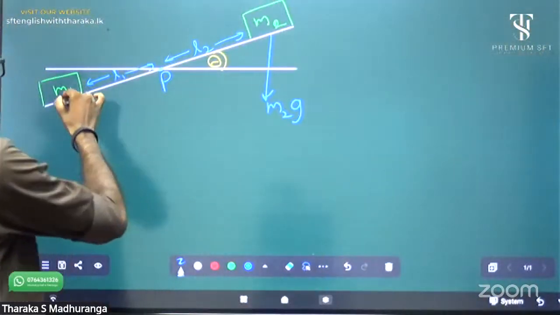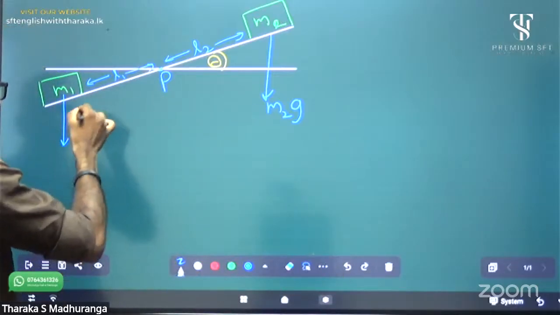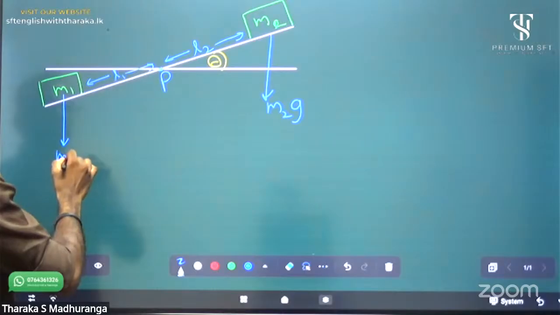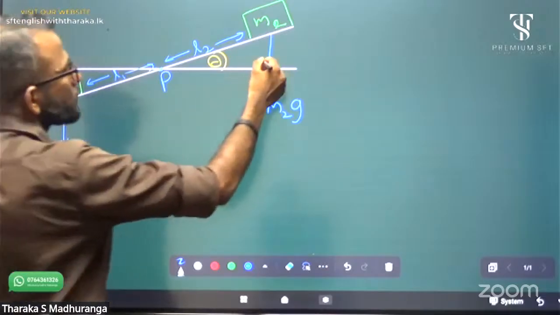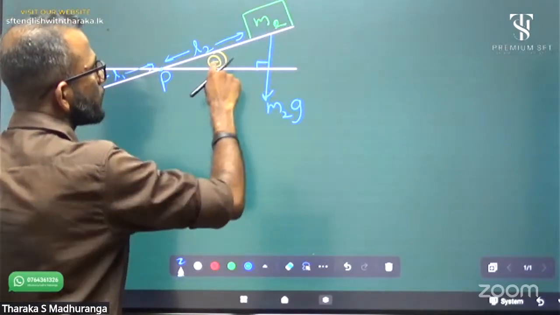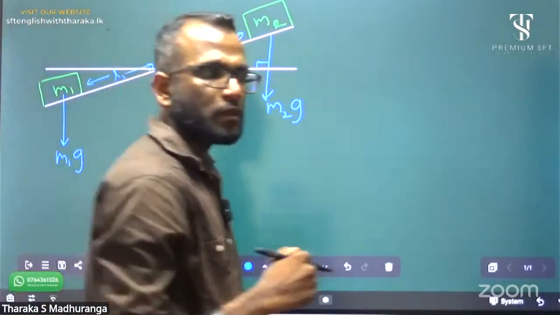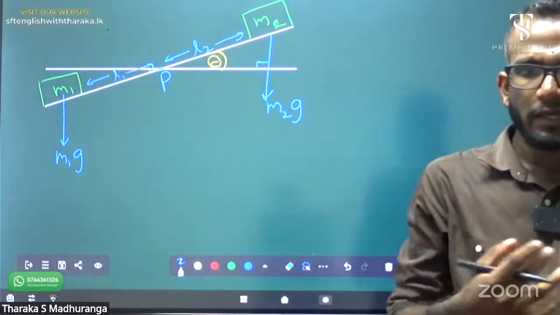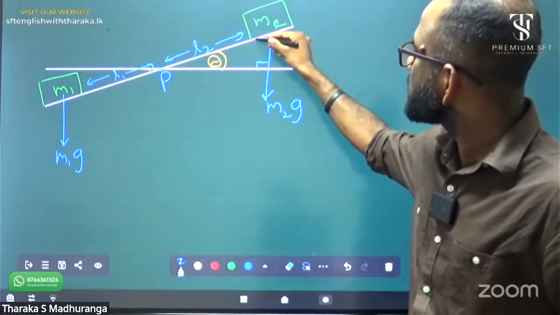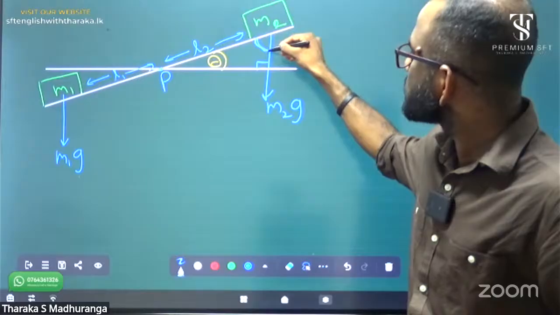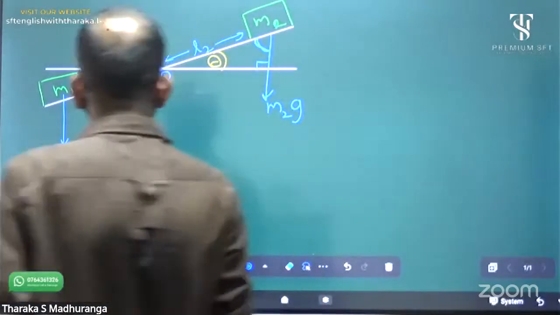What is M1's weight? It acts towards gravity, M1 into G. Now think it is 90 degrees, and this is theta. What is this angle? It is not 90 degrees, it is not perpendicular now. This angle is 90 minus theta.